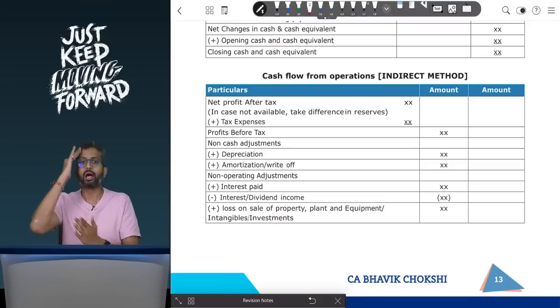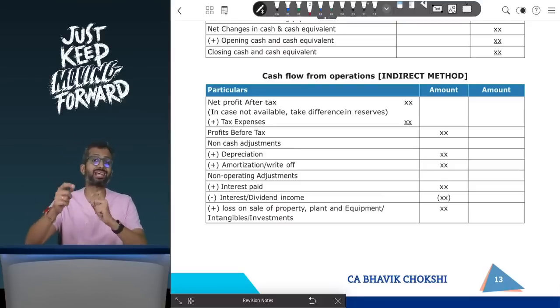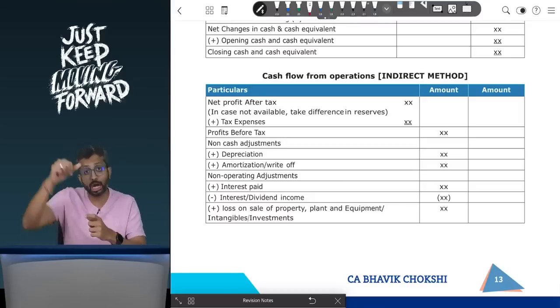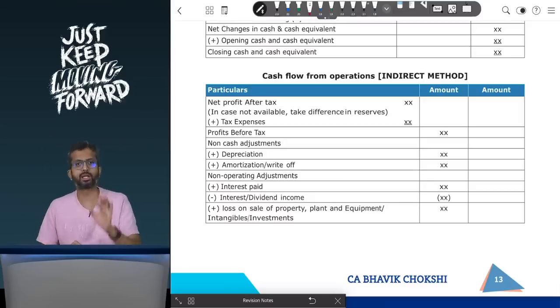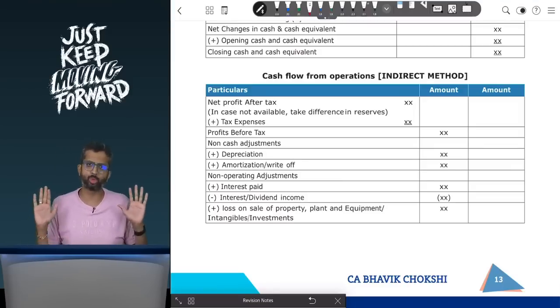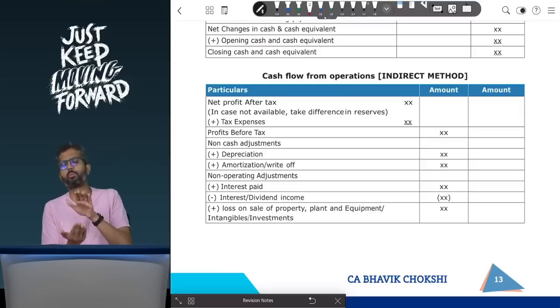At this stage, if there's a current asset, the change is inversely related. An increase in current asset, you will deduct. A decrease in current asset, you will add. But a current liability, you will have a direct relationship. That is, an increase in current liability, you will add. A decrease in current liability, you will deduct. And that will give you cash flow from operations.